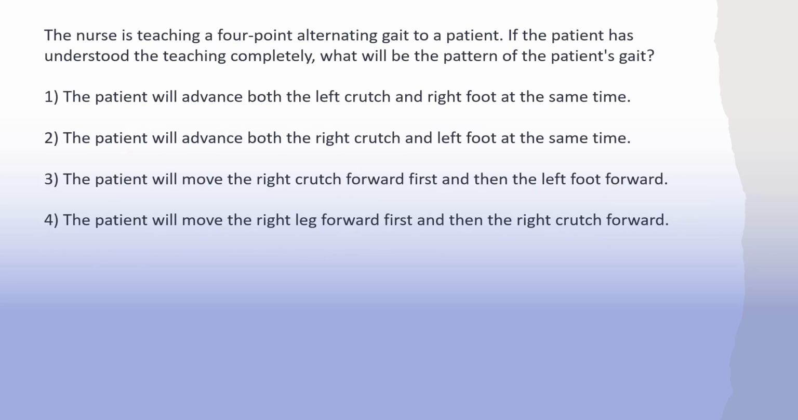The nurse is teaching a 4-point alternating gait to a patient. If the patient has understood the teaching completely, what will be the pattern of the patient's gait? 1. The patient will advance both the left crutch and right foot at the same time. 2. The patient will advance both the right crutch and left foot at the same time. 3. The patient will move the right crutch forward first and then the left foot forward. 4. The patient will move the right leg forward first and then the right crutch forward.